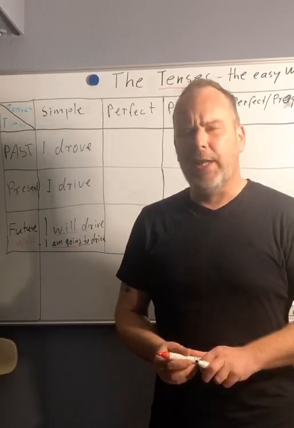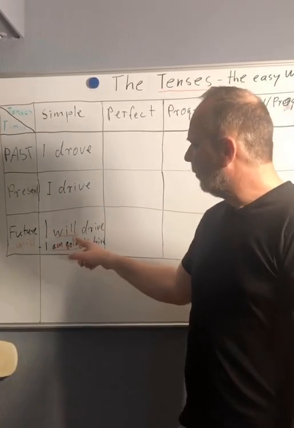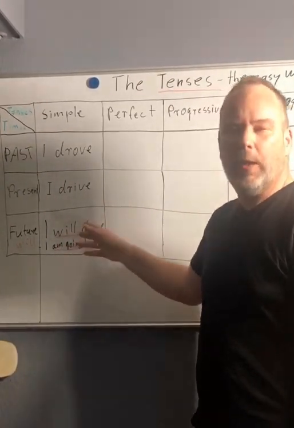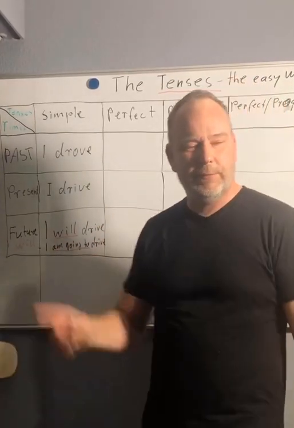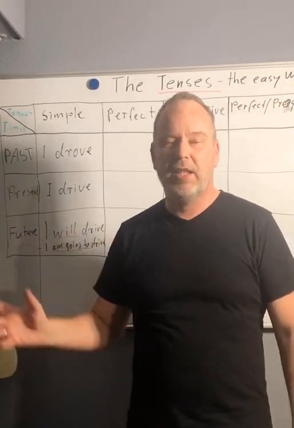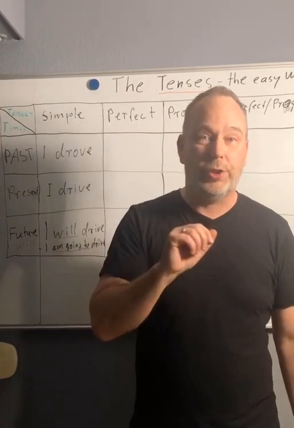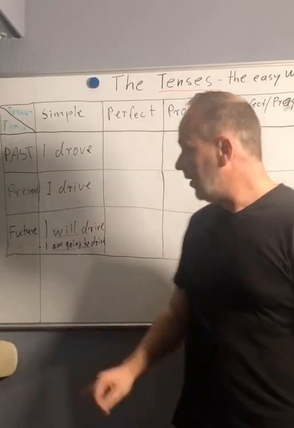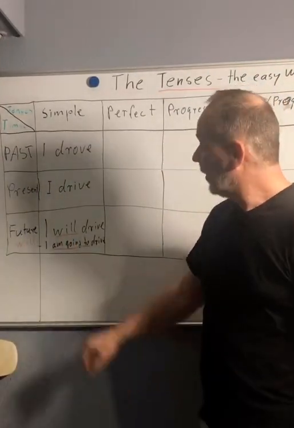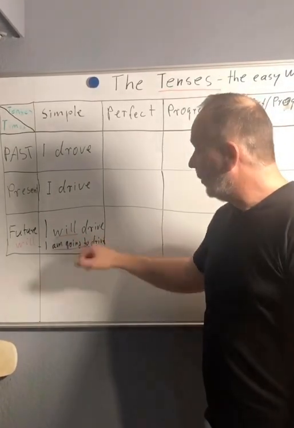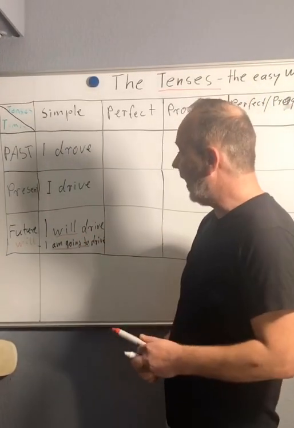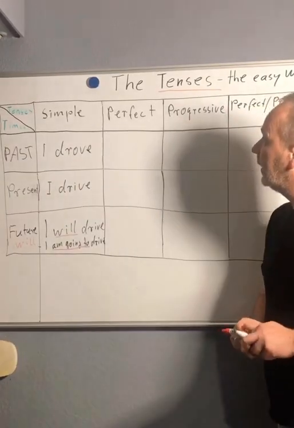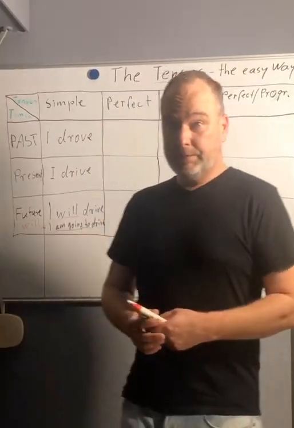Oh yeah, that one I know. Tonight, I am going to eat, or I'm going to have a burger because we planned it in the past, so it's more sure. Yeah, simple explanation. Will, less sure. Be going to, more sure. Okay, let's move on. We're done with the simple.